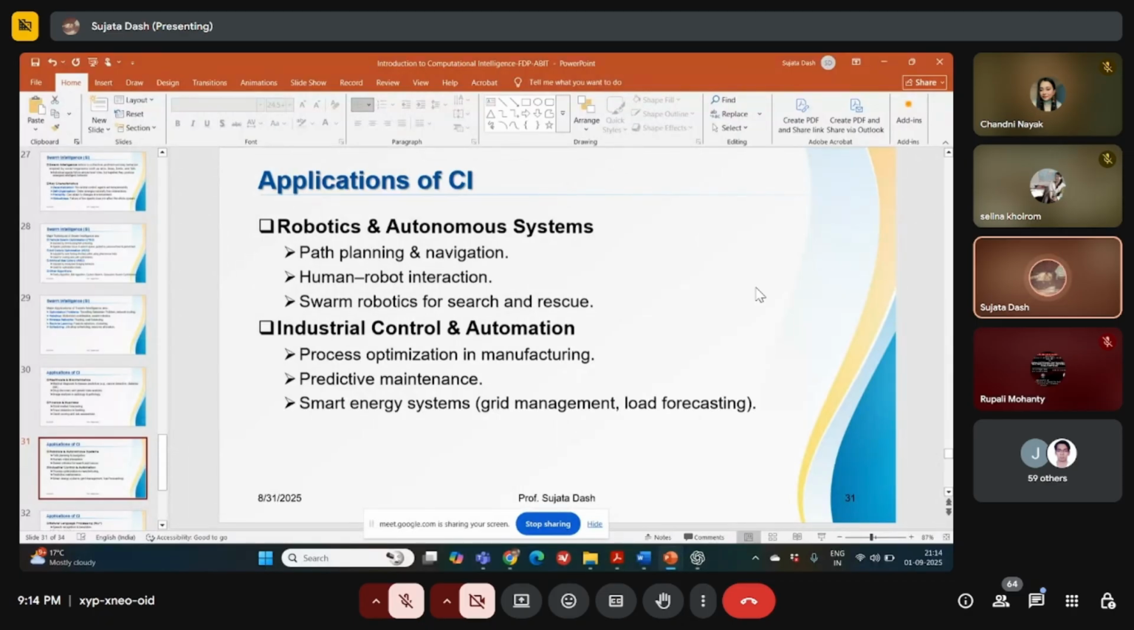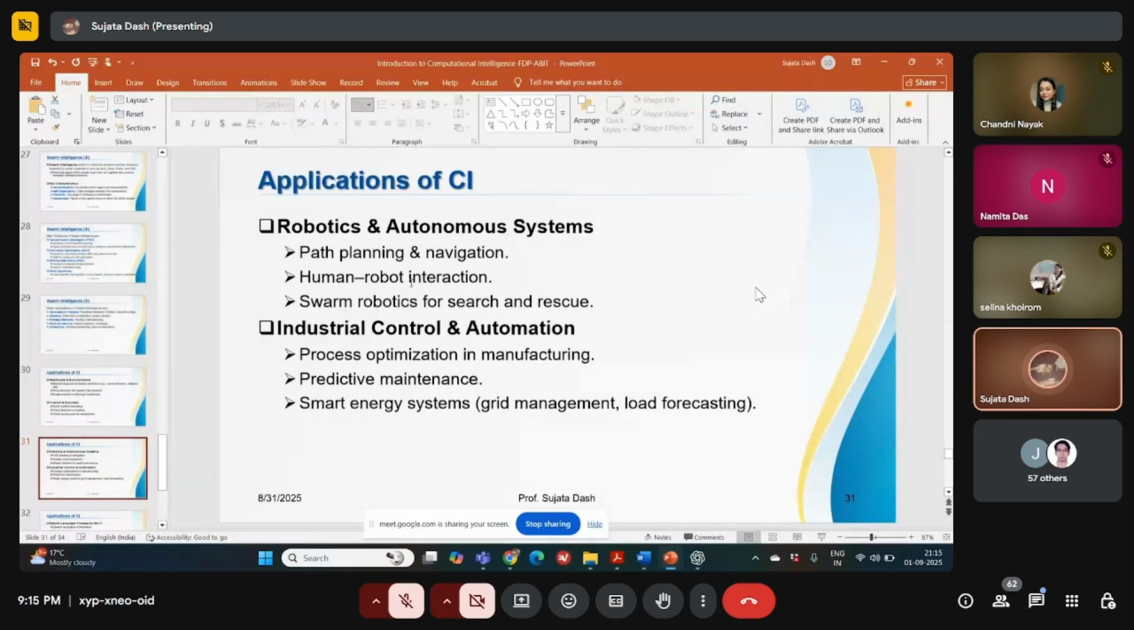Then taking another application, robotics and autonomous systems. It can be used for path planning and navigation. I'm not explaining more about this. For control and automation, maybe this is important, and autonomous systems. Okay, let me explain about robotics and autonomous systems.